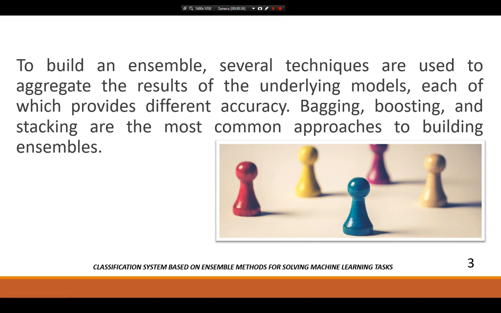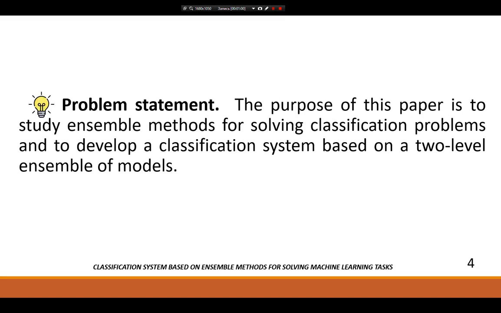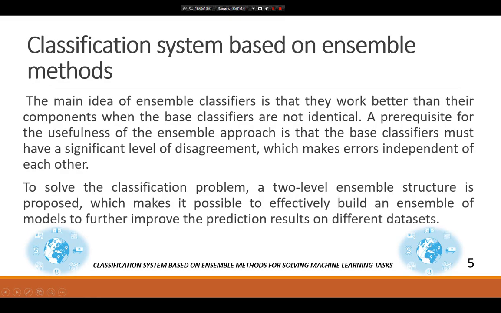To build an ensemble, several techniques are used to aggregate the results of underlying models, each of which provides a different accuracy. Bagging, boosting, and stacking are the most common approaches to build ensembles. The use of ensemble methods in solving classification problems is an effective way to improve classification accuracy. Problem statement: the purpose of this paper is to study ensemble methods for solving classification problems and to develop a classification system based on a two-level ensemble of models.